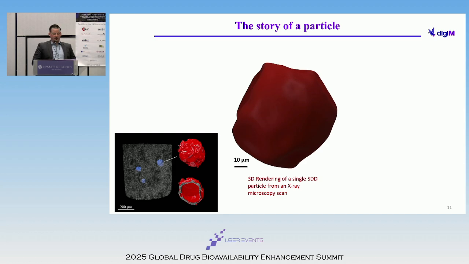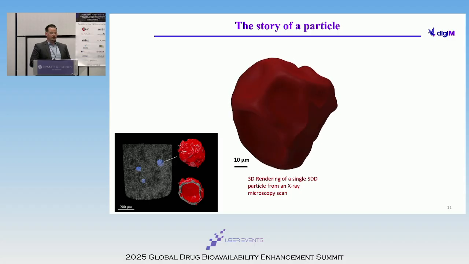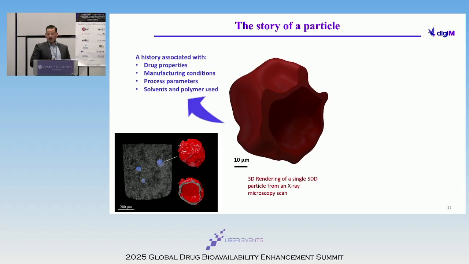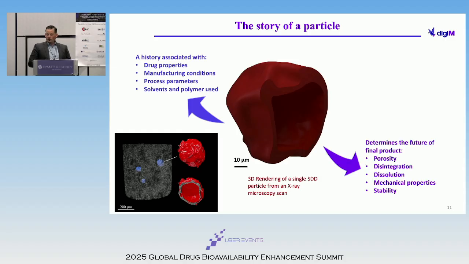So what I'm showing here, this is actually grabbing a single spray-dried particle out of an X-ray microscopy image of thousands of particles and just kind of digitally eroding through it. So this particular particle has a history associated with it. It's the result of everything we were just talking about before, this very carefully selected formulation, specific processing parameters. It's also going to play a critical role in the future of the final drug product. So this can affect porosity, mechanical properties, stability, and ultimately dissolution and disintegration in something like a tablet. So again, understanding this microstructure is definitely very important.